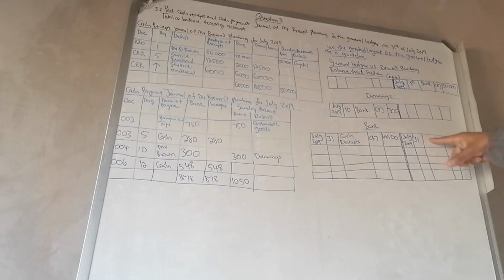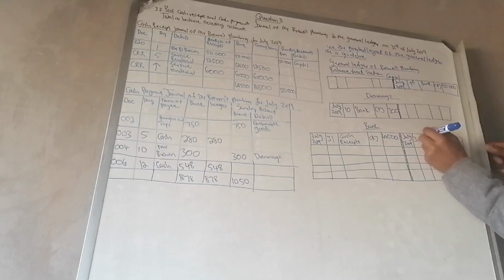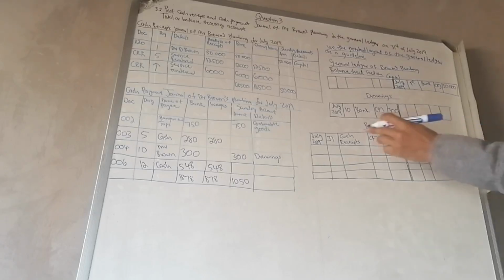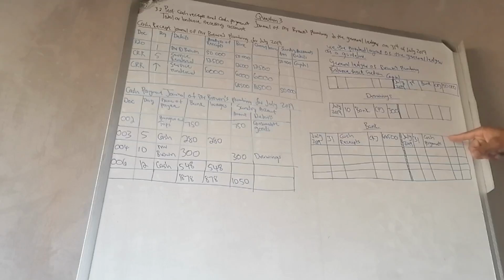18,778. Okay, total payments. Cash receipts are cash getting into the business, while total payments are the money that went out. So this is cash payments. Where was this recorded? On the CPJ. What was the amount?